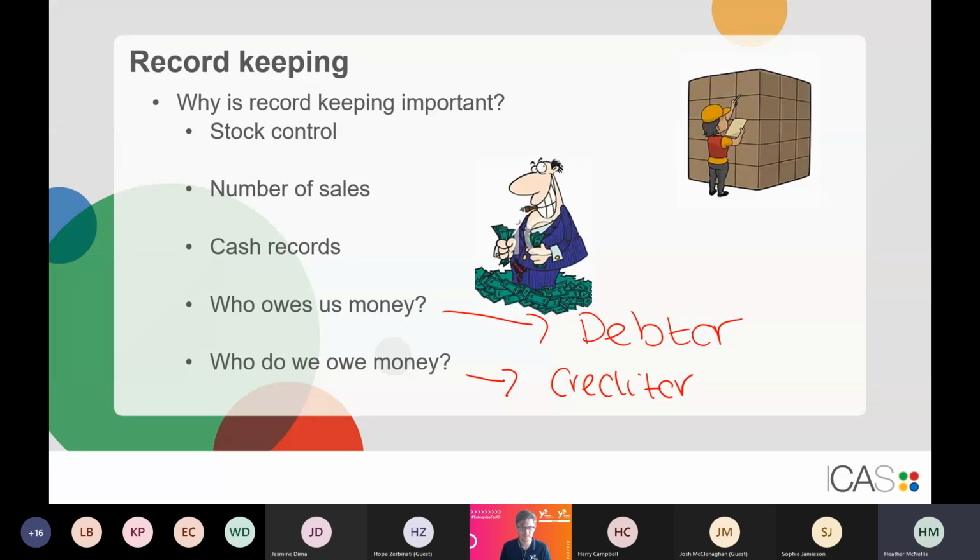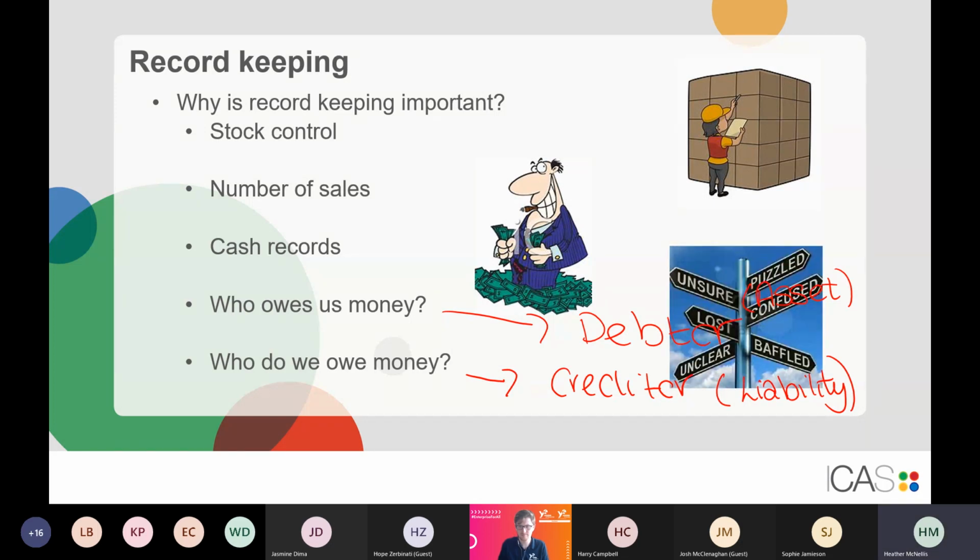So that's a creditor. Now, our debtors, you'll see in a second in our financial statements, sit in our asset section. And our creditors sit in our liabilities section. Now, you might not have any of these, but it's good to be aware of just in case that you do, because it is important to comment on these if you actually do have these things present.